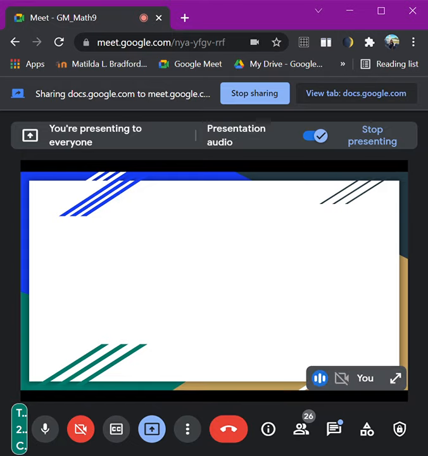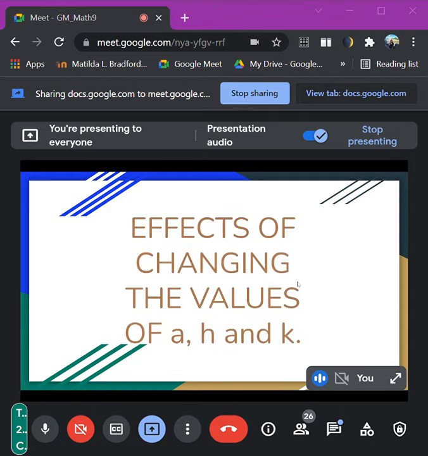So for today's lesson, class, it is a continuation of the discussion last week, because last week we discussed the general form and the standard form of our quadratic function. And we know already what the parts of our general form and our standard form are. So now we are going to know what the effects are of changing the values of our h, a, and k.